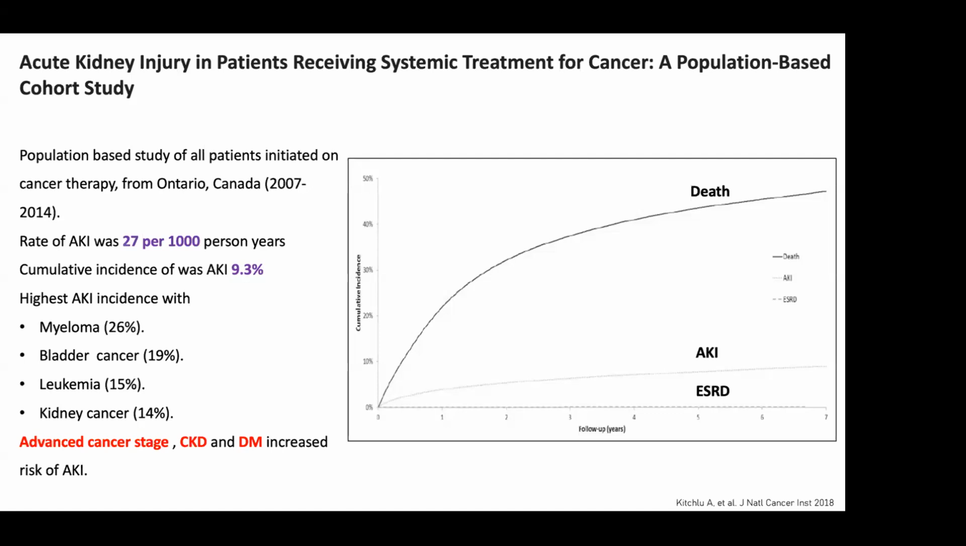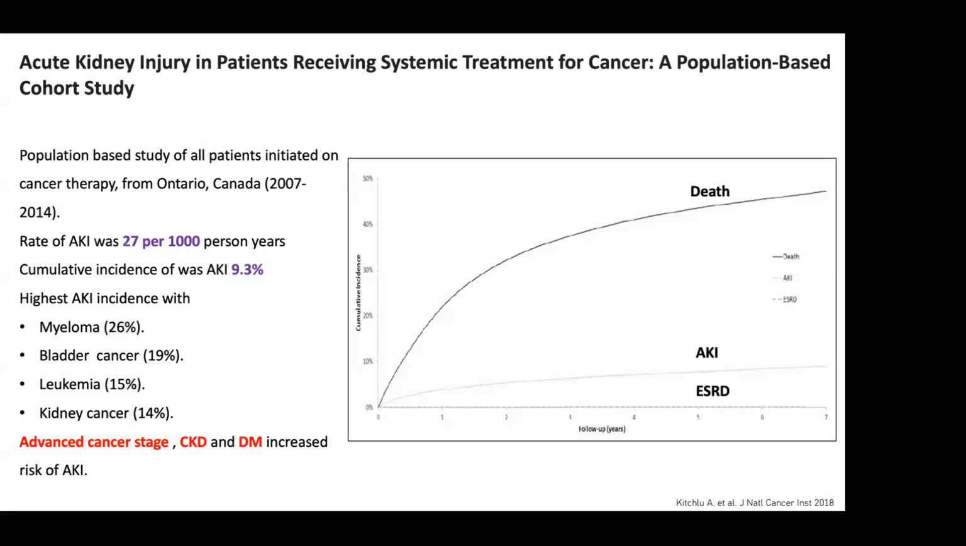The highest incidence of acute kidney injury was seen in myeloma, followed by bladder cancer, followed by leukemias, and followed by kidney cancer. And obviously, like any other AKIs in a non-cancer patient, advanced cancer stage, presence of underlying chronic kidney disease, presence of underlying diabetes increase the risk of acute kidney injury. On the right-hand side, you can see a figure which shows the cumulative incidence of ESRD from the systemic therapies, the incidence of acute kidney injury, and incidence of death.